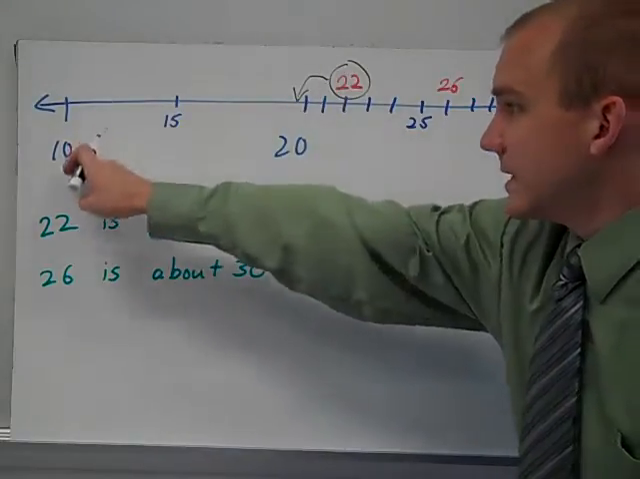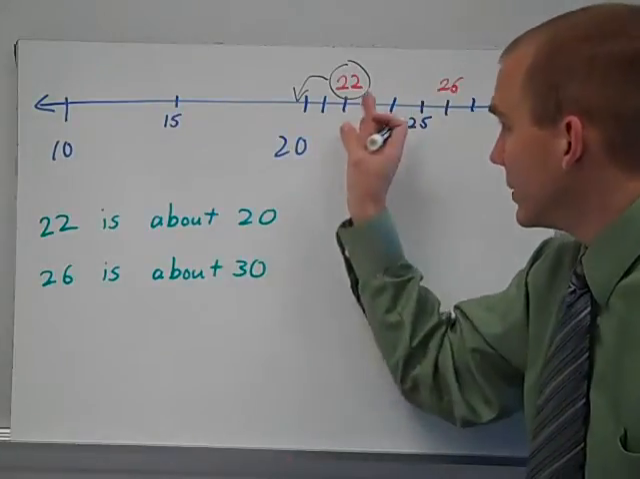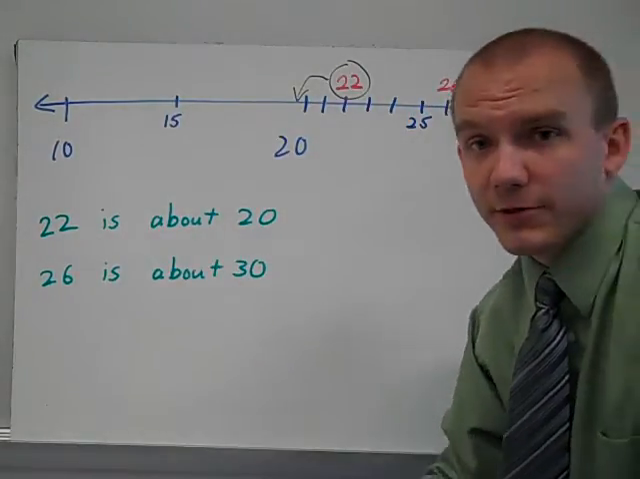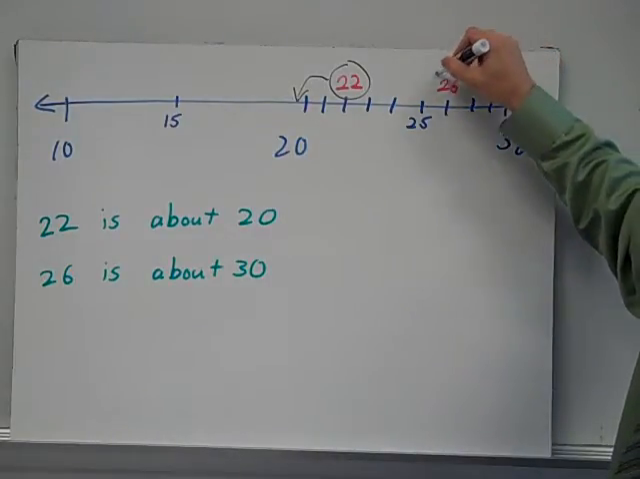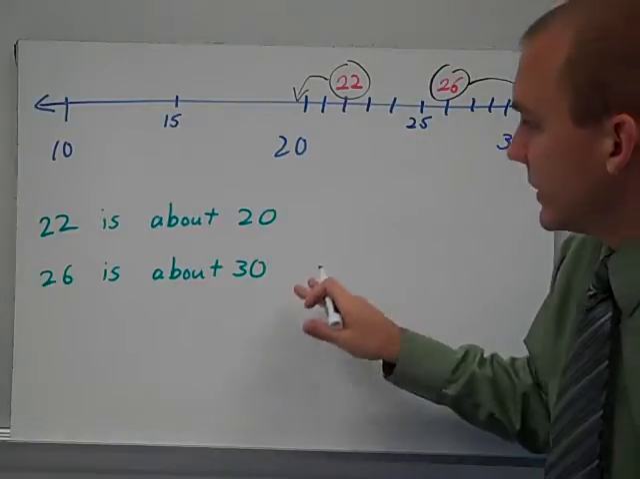You don't go all the way to 10. You go just to 20. Just a little bit below it is 22, so it goes down to 20, so it's about 20. Whereas 26 is about 30, because 26 is over here, and it's a little bit closer to 30. So you would say 26 is about 30.